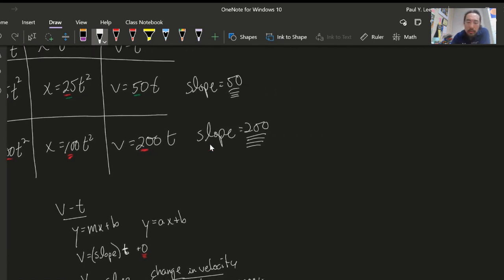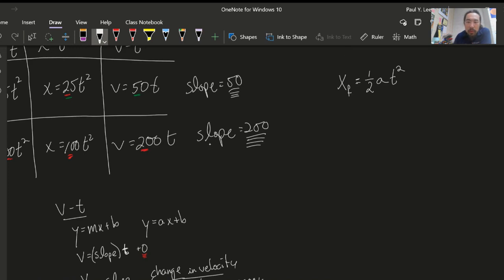So the formula is, if we were to come up with a formula for the position time squared, your final position is equal to whatever this numerical value represents, which we said was 1/2 of the slope. And remember, the slope for a velocity time graph is the acceleration, times t squared.